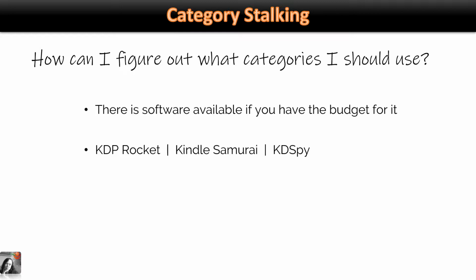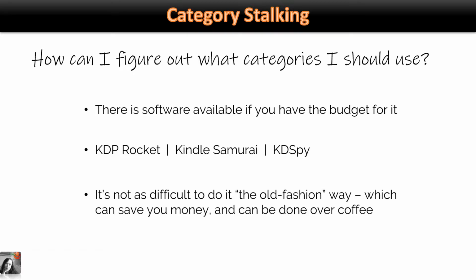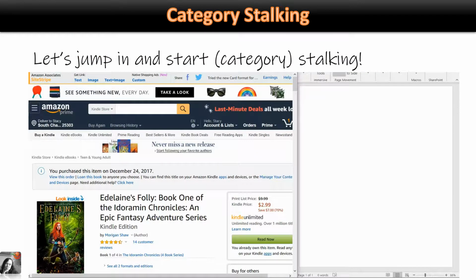And other people have used things like the Google keyword research, which is now part of the AdWords SEO tool keyword search. So there are other ways you can do it as well, but it's really not difficult to do it the old-fashioned way, which can save you money and does not take as much time as you may think. I mean, it really can be done over coffee. So that being said, let's jump in and start doing some category stalking.